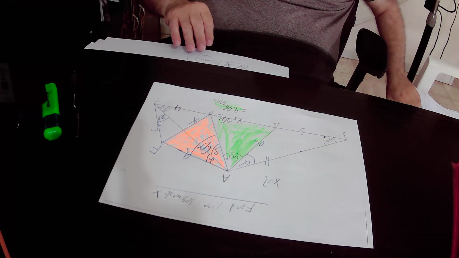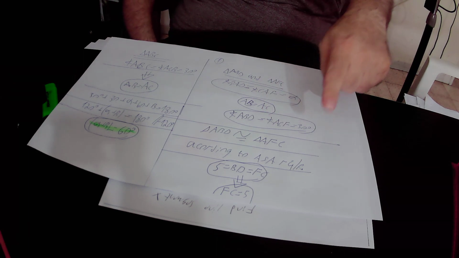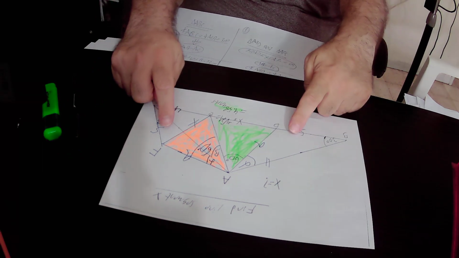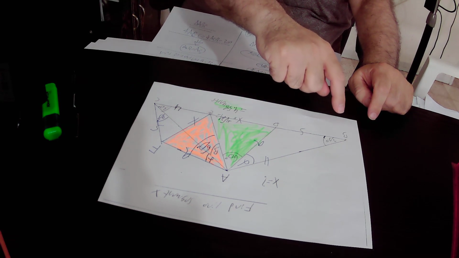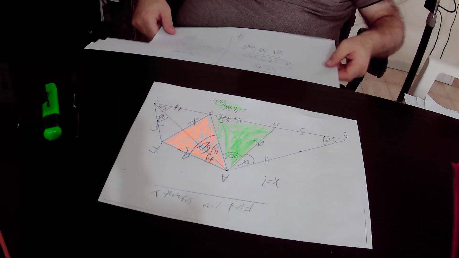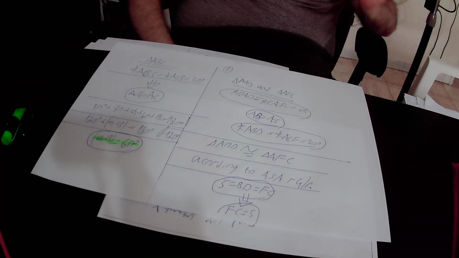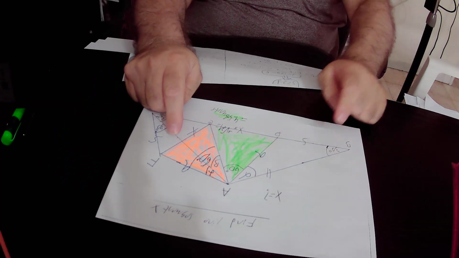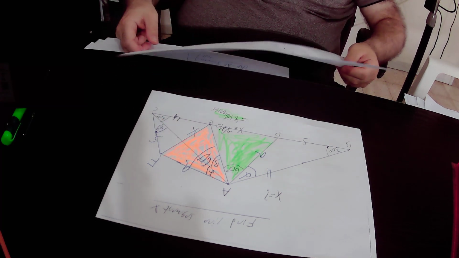Okay, so here we proved the triangle ABD is congruent to triangle AFC according to the angle-side-angle rule. And from the fact that those two triangles can go into each other, we concluded two things. The first thing is that side BD equals side FC, according to the rule that corresponding sides in congruent triangles are equal to each other. Therefore the two corresponding sides, BD and FC, must be equal to each other.